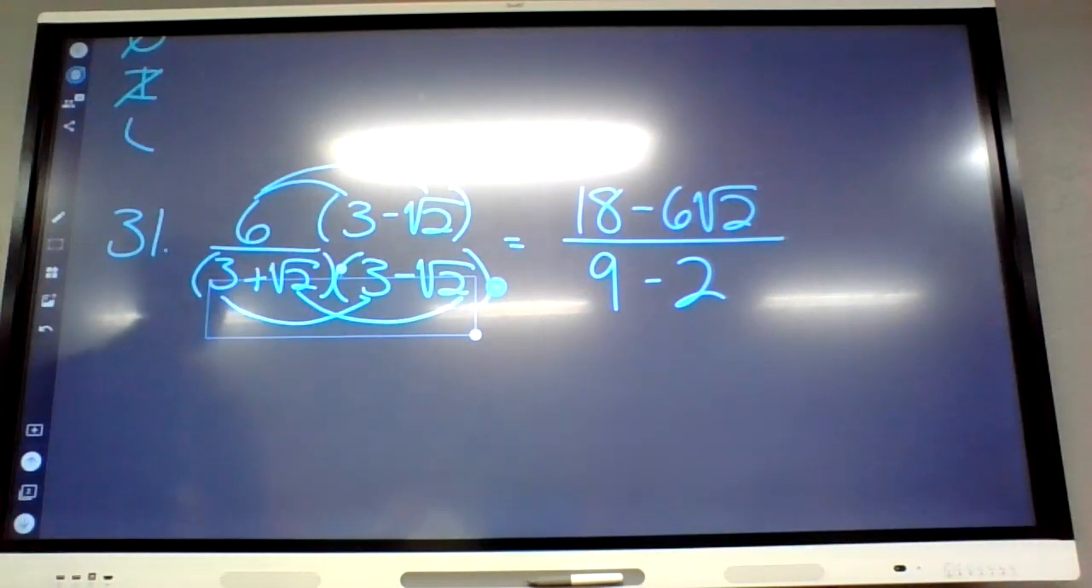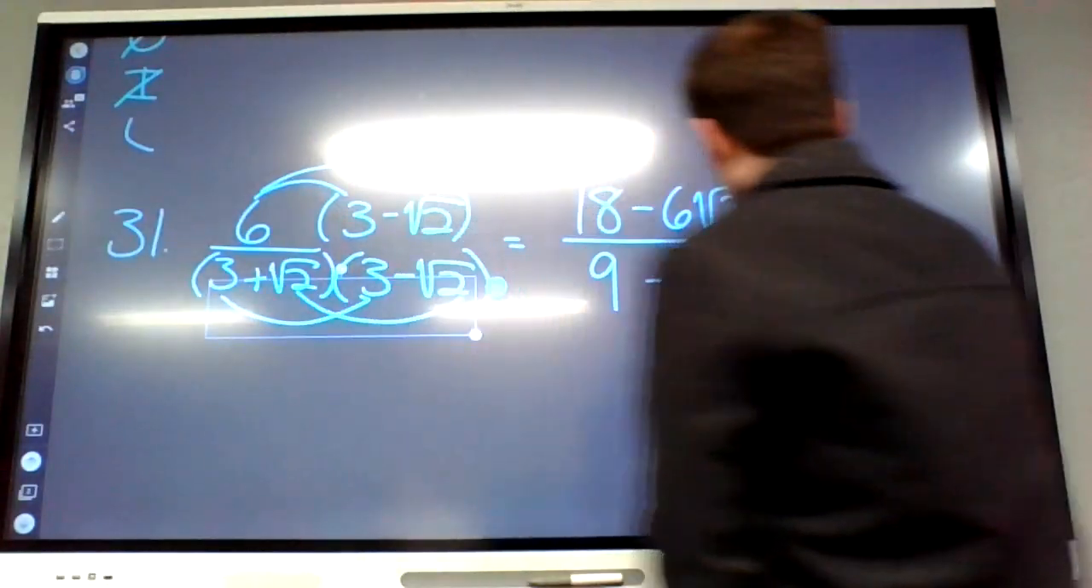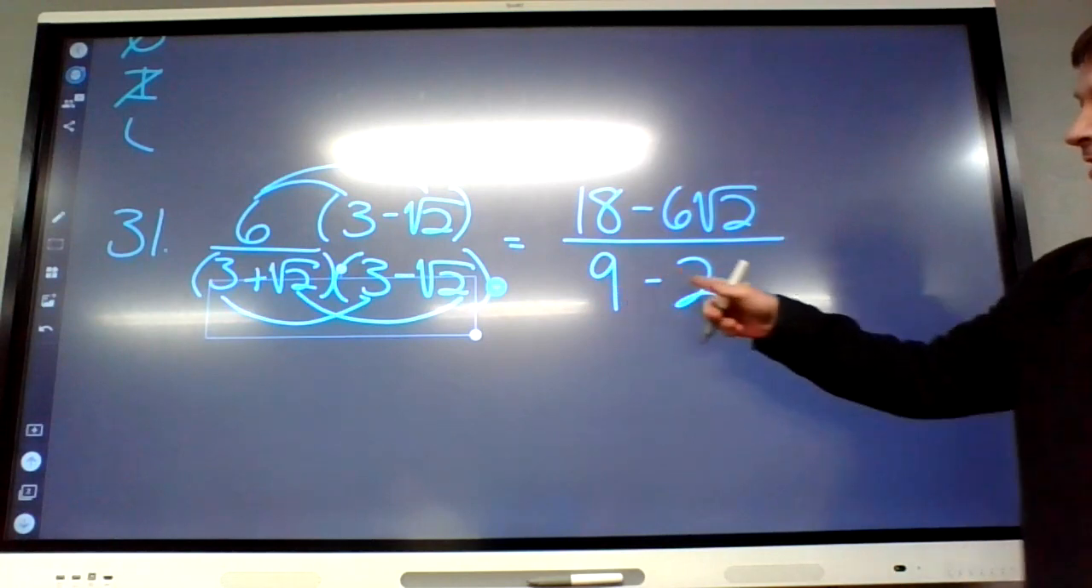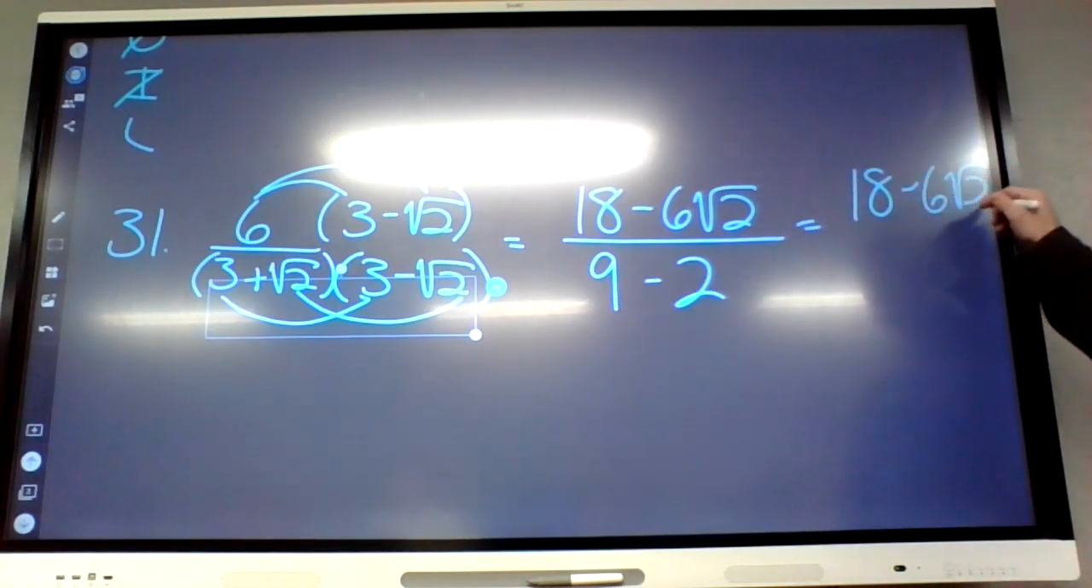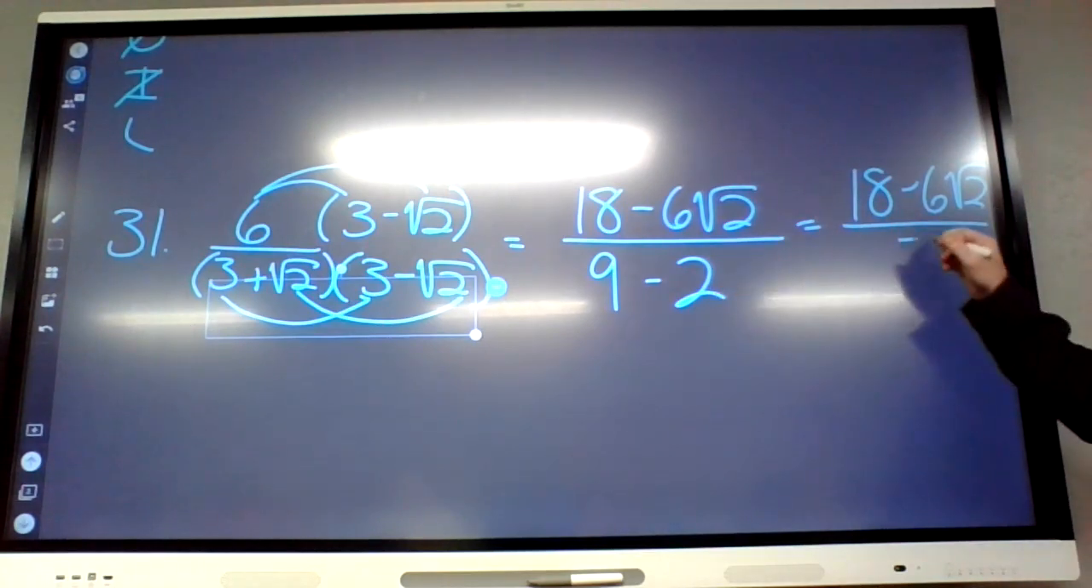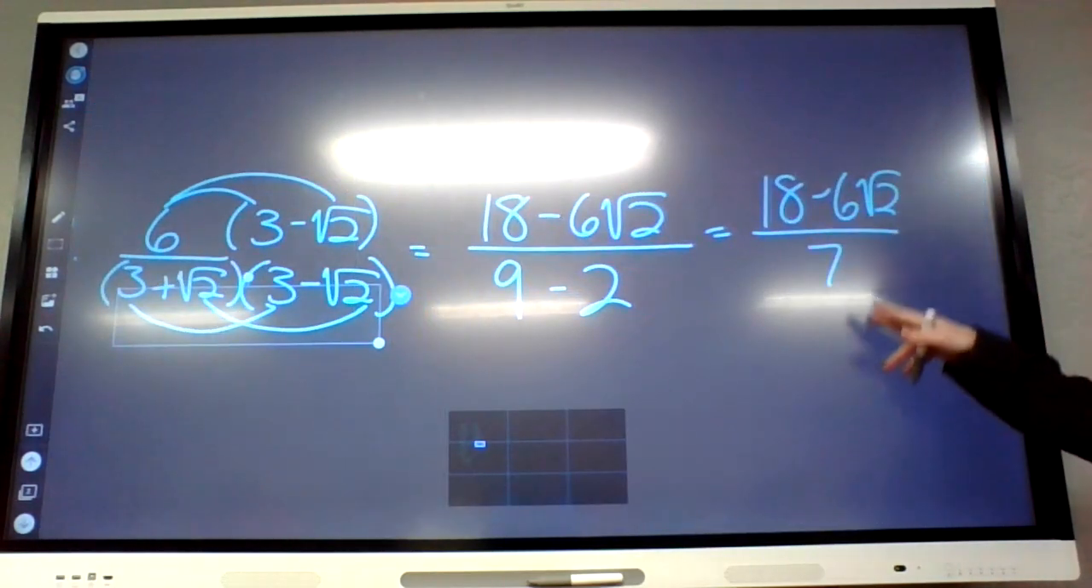Okay, what was happening? All right. All we can really do is 9 minus 2 there. The top does not simplify. 9 minus 2 is 7. Okay, that's it. All right.